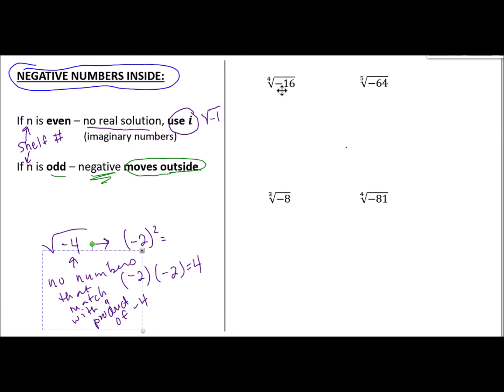So we've got a fourth root, that's even. This negative is going to move outside and become an i. So right now we have i times the square root of 16. Nice and normal, break it apart.